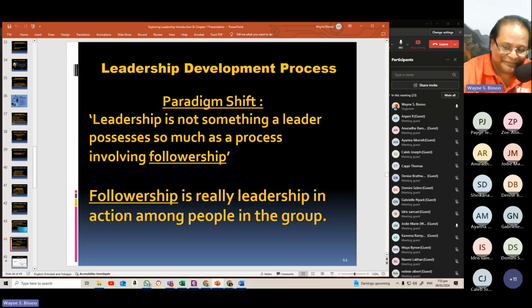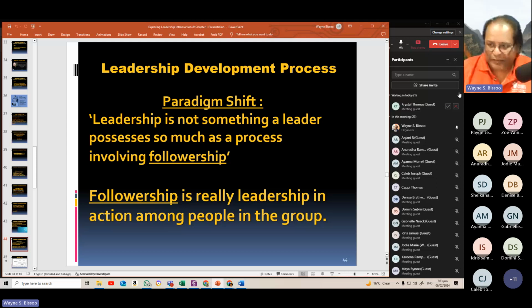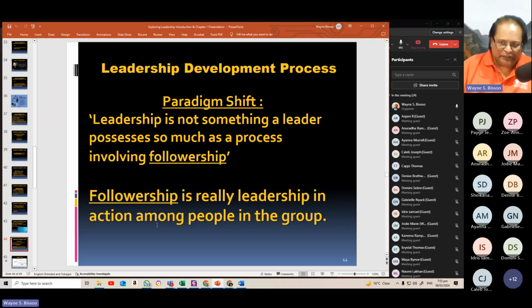Good. But that's not a problem, because the intention is not for you to find answers immediately, but to provoke you into thinking about things from a different perspective, to change the way in which you're looking at things. So this is the paradigm shift we want to pay attention to here. This paradigm shift has to do with our concept of leadership. Leadership is not something the leader possesses, so much as a process that involves followership.